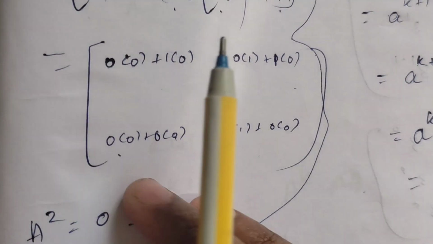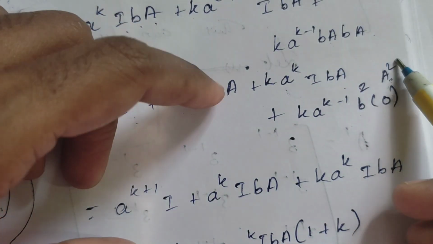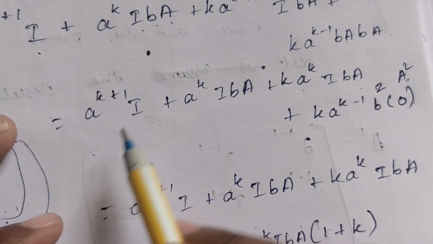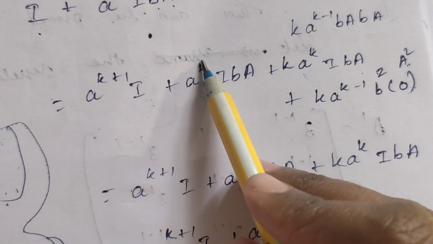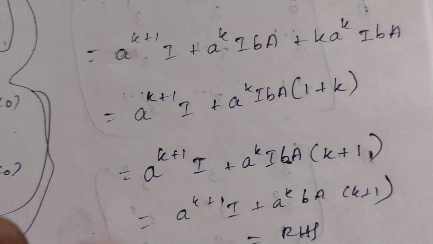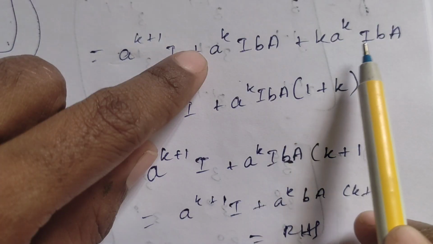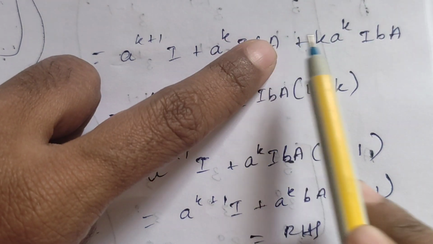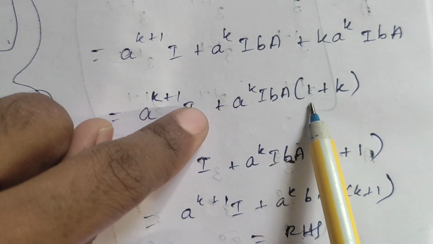So just substitute A square equal to 0 in this term. If I substitute A square equal to 0 in this term, the whole term will become 0. So now we are left with the three terms, A power K plus 1 I plus A power K I BA plus K A power K I BA. Next, from the second term and the third term, A power K I BA is common. So let me take it out. So 1 plus the left out thing is K. So A power K I BA into 1 plus K.